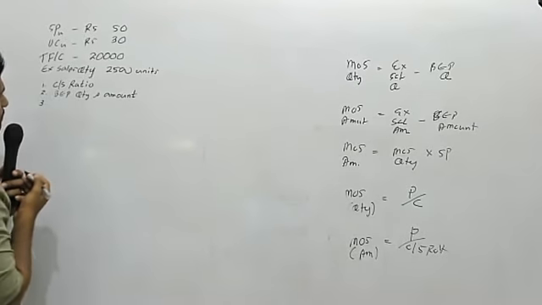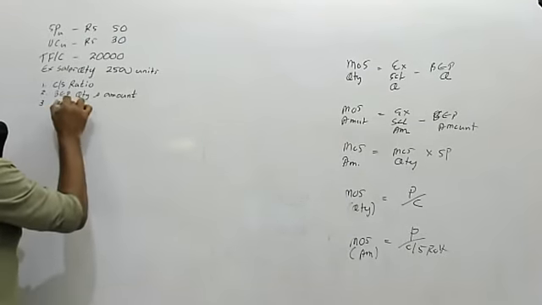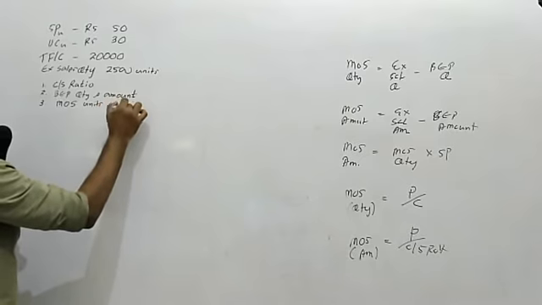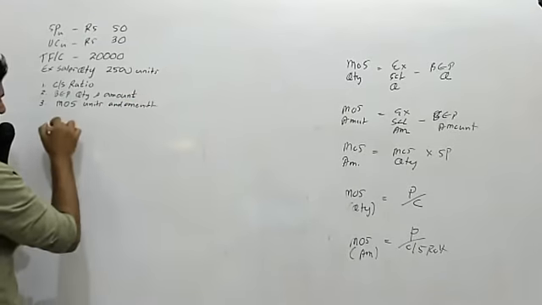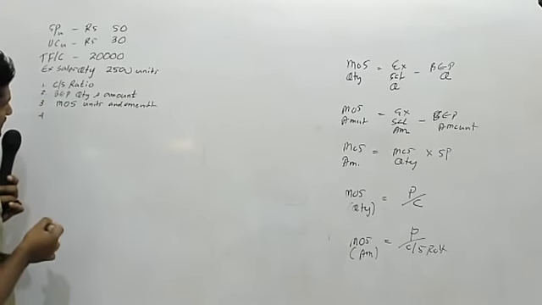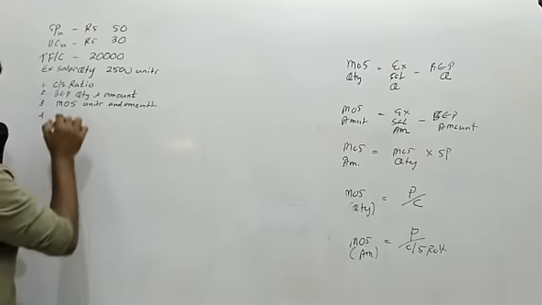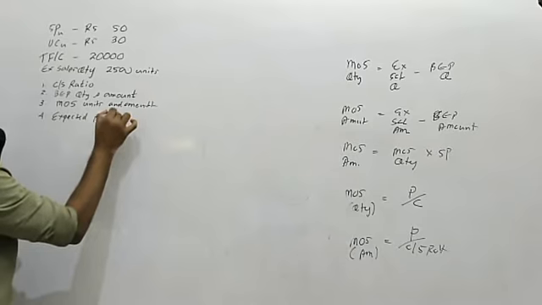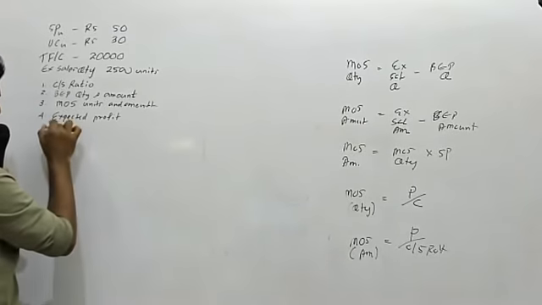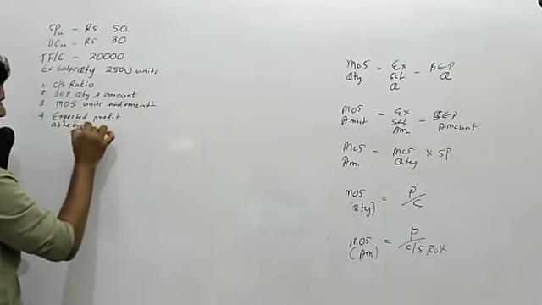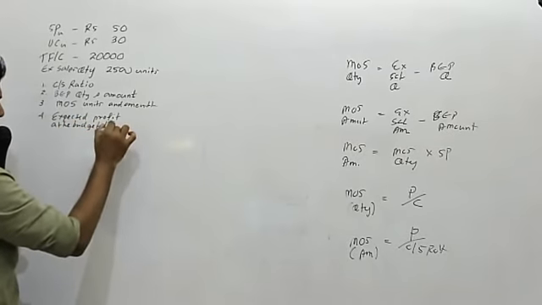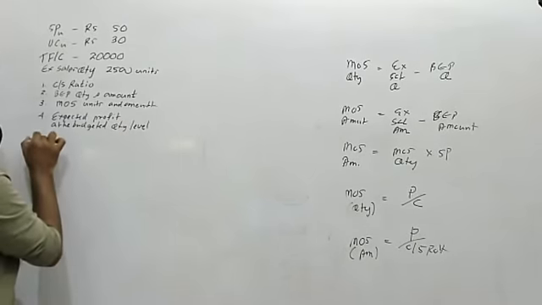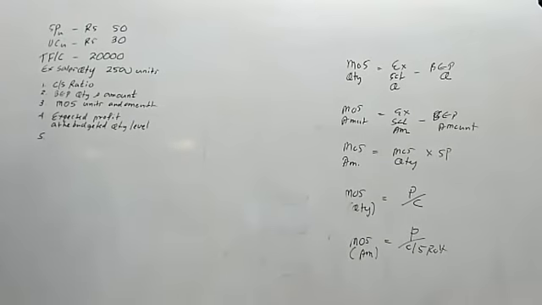3, margin of safety, units and amount. 4, expected profit at the budgeted quantity level.